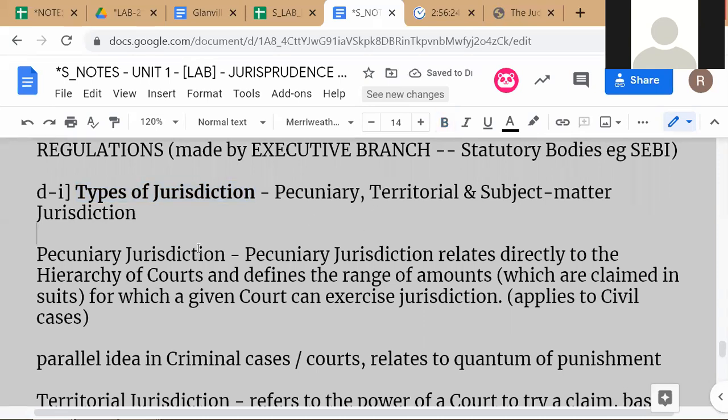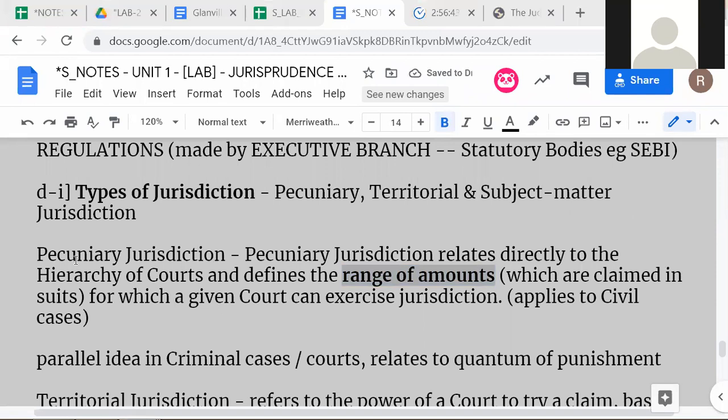You have pecuniary jurisdiction, which means relating to monetary amounts. It is the range of amounts for which a court can hear a matter. Recently you had a controversy where they had raised the amounts. Let's say it's 2 crores, then up to 2 crores you have to cover it in the district courts. You have to file the matter there.